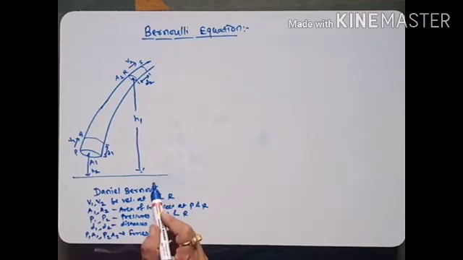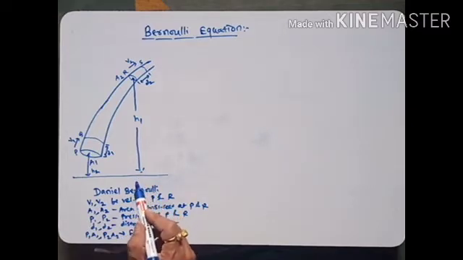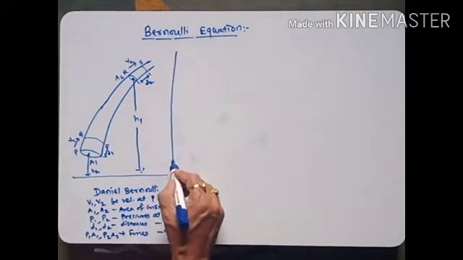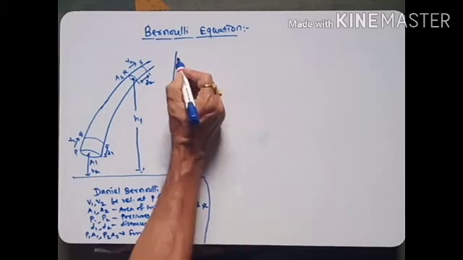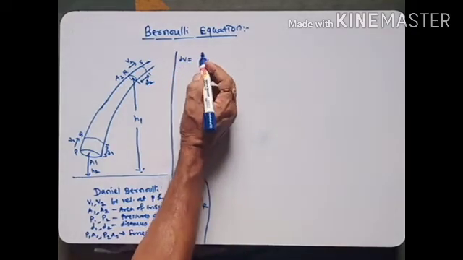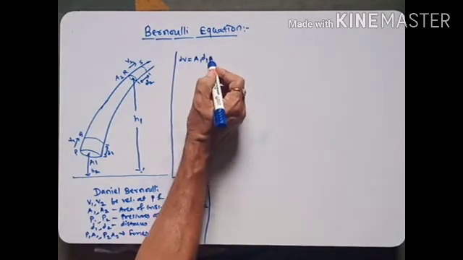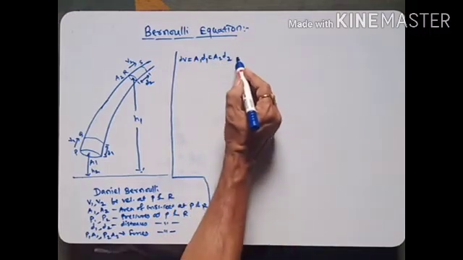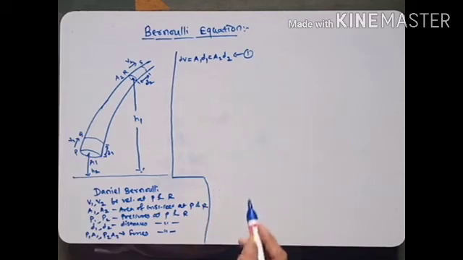Now, the volume dV passing through any cross section is, I will write here, dV is equal to A1 D1, which is equal to A2 D2. This is the volume, and suppose this is equation number 1.